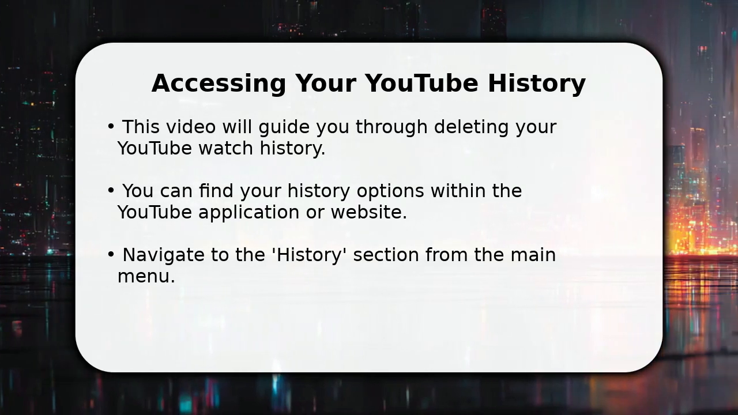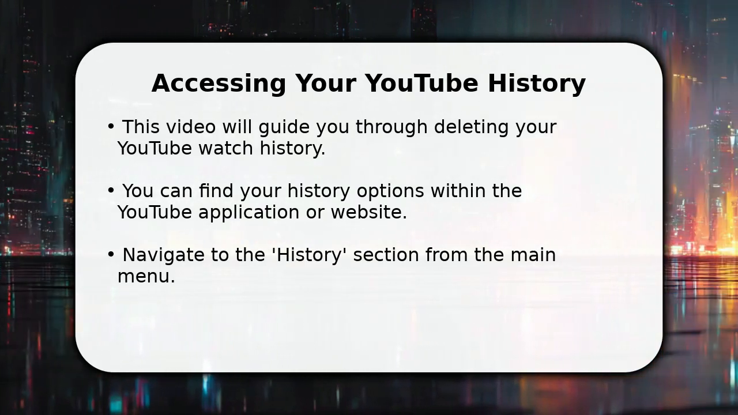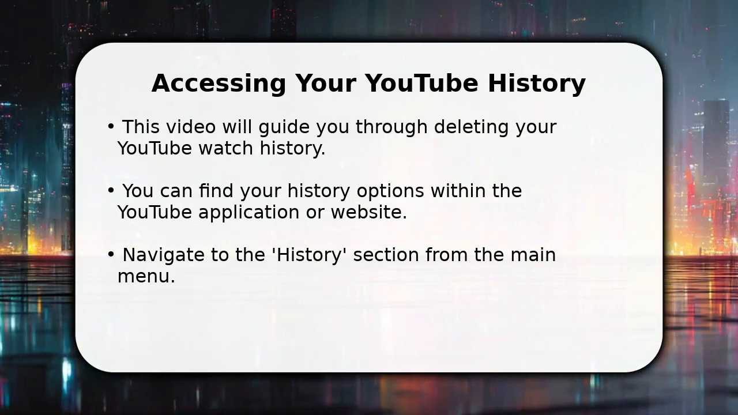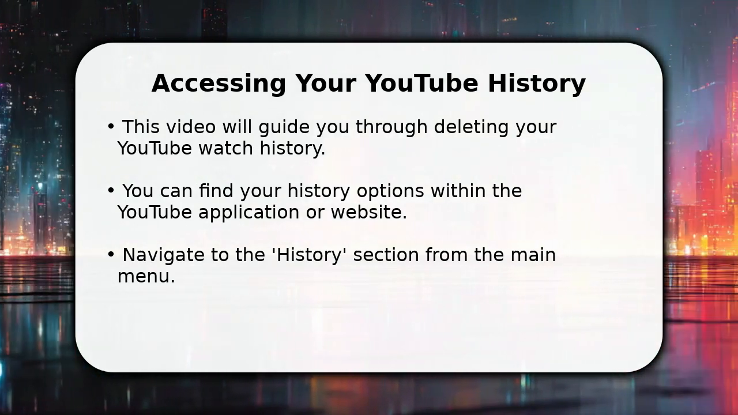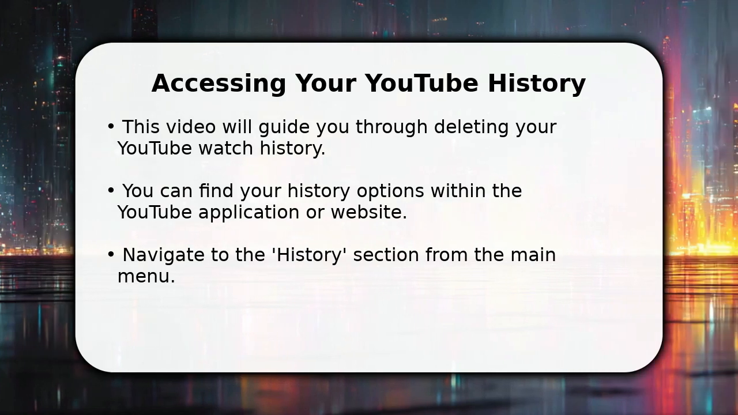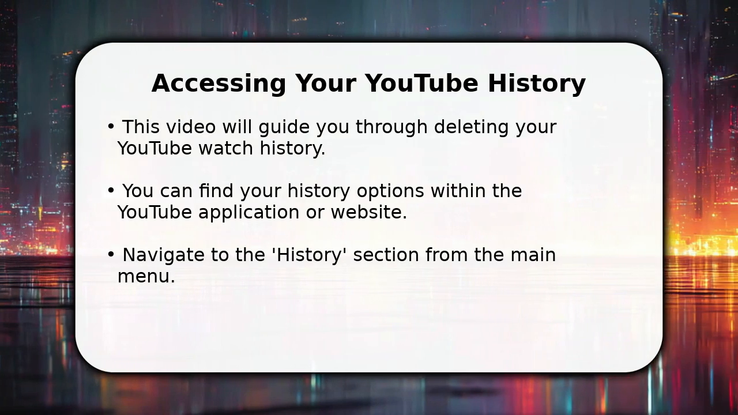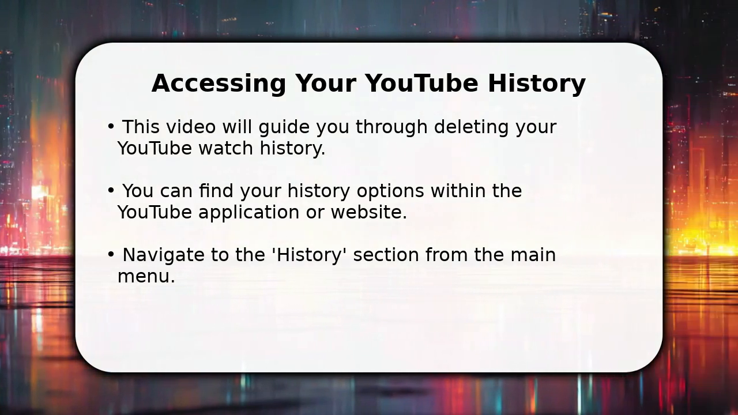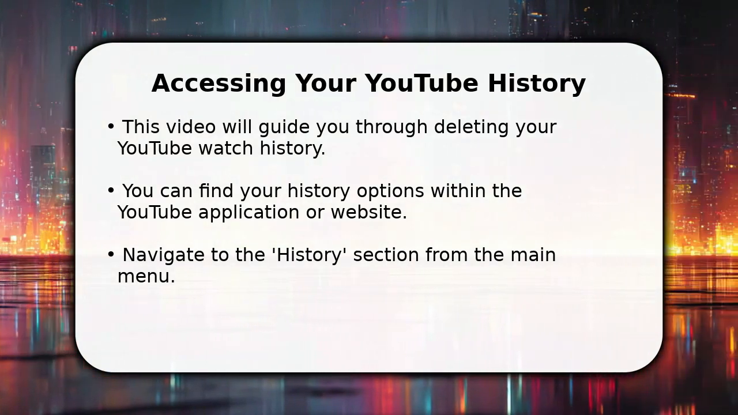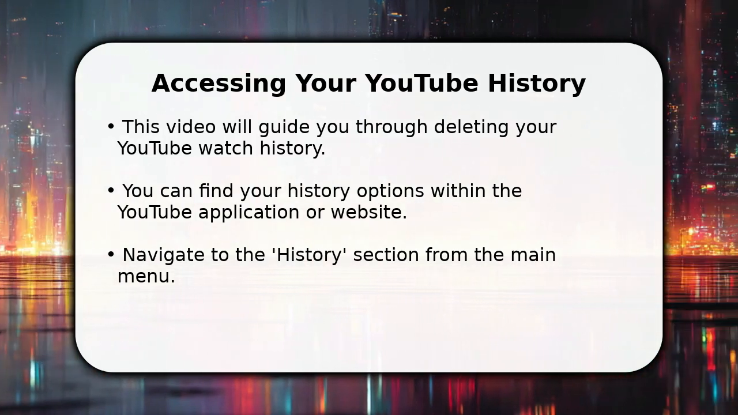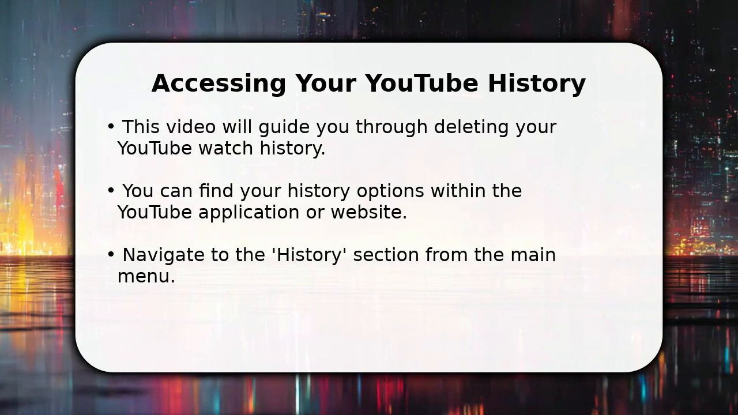In this video, I will explain how to delete your YouTube history. To begin, open the YouTube application on your mobile device or navigate to YouTube.com on your computer. From the left-hand menu, or by tapping your profile picture on mobile, look for the option labeled History. Selecting this will bring you to a comprehensive view of all your previously watched videos. This is your starting point for managing past activity.